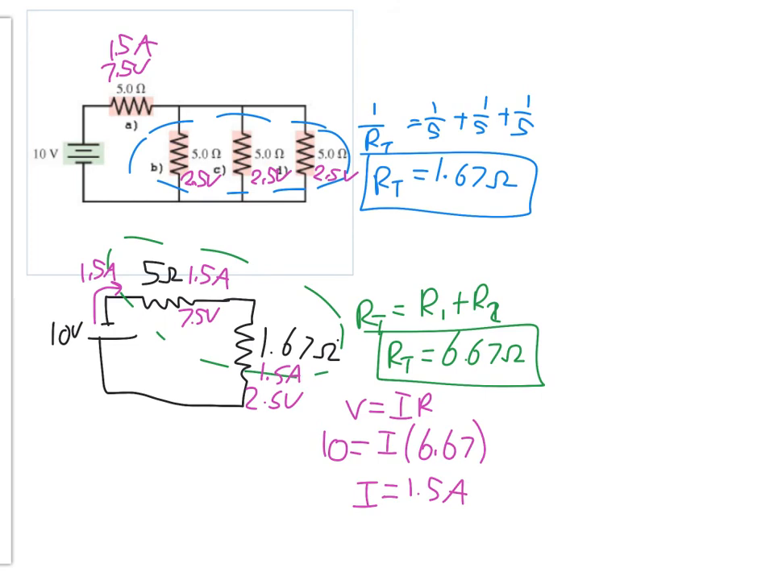Using Ohm's law then, once again, V equals IR, I can solve for the current through each one of these resistors, and I end up getting 0.5 amps through each one of these resistors.